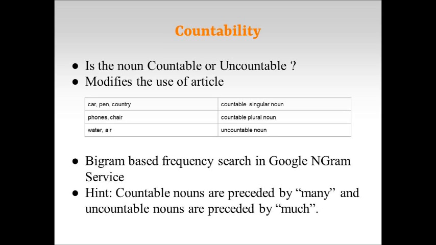So we leverage this concept to identify if a noun is countable or uncountable. We got the frequencies of these bigrams from the Ngram service, and looked at the one which had the maximum frequency. For example, if the word is more frequently found next to the word many than next to much, it means that the word is countable. If not, it's uncountable.